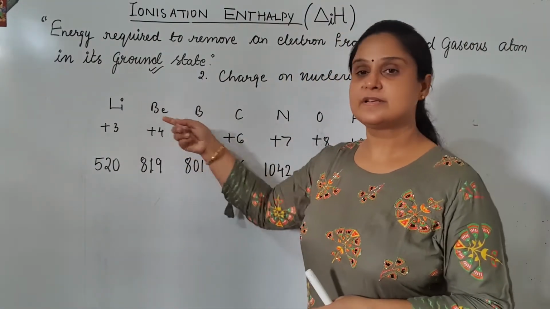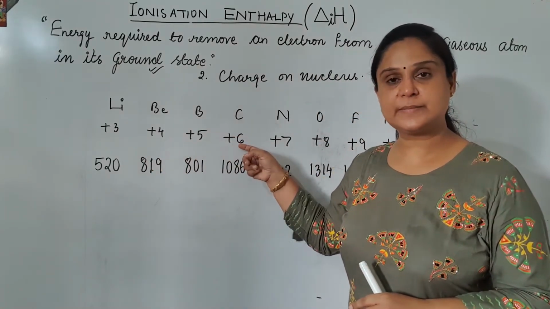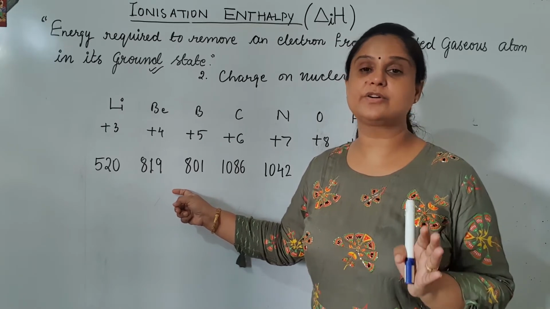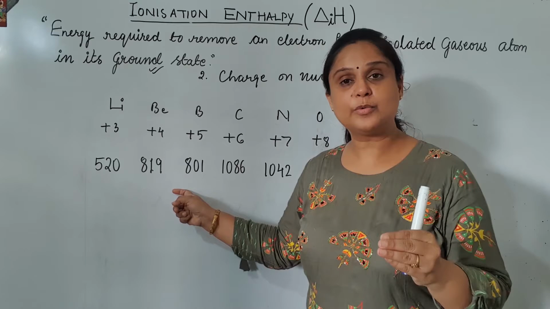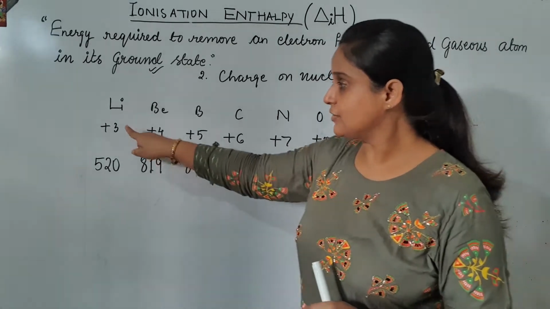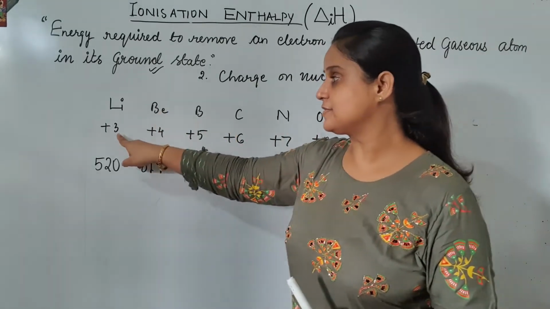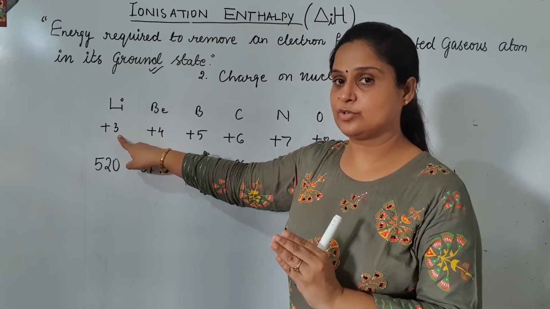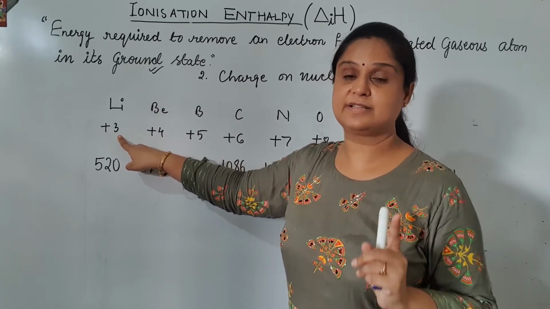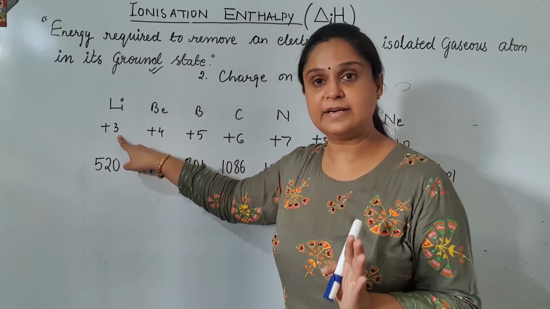So here we have the atoms from the second period. These are the charges present on them, and these are the ionization enthalpies, which are the energies required to remove an electron from the second shell, which is the outermost shell of these atoms. Can you see the charge is increasing when we move from left to right in a period, because we are adding one electron and one proton each time, but we are not changing the shell.